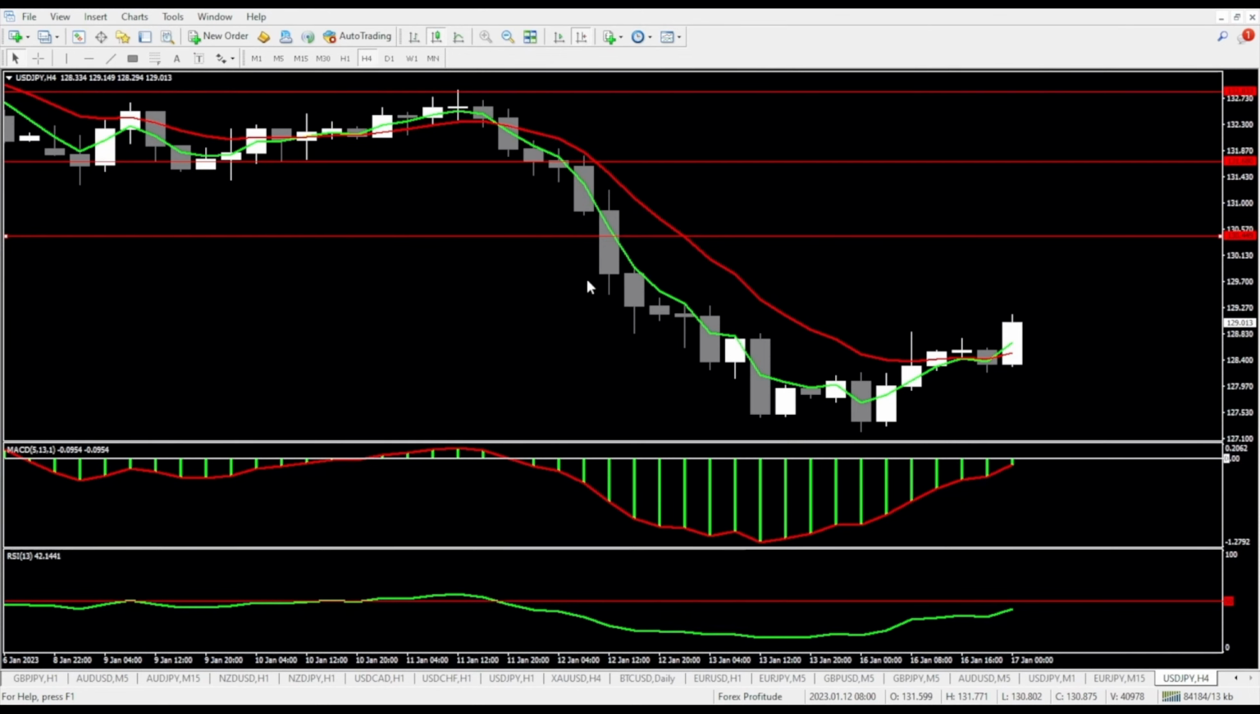This system wins more than half of its trades, so you are ultimately going to make money as long as you don't mess up your stop loss. So that is a short trade. Let's take a look at another short trade.